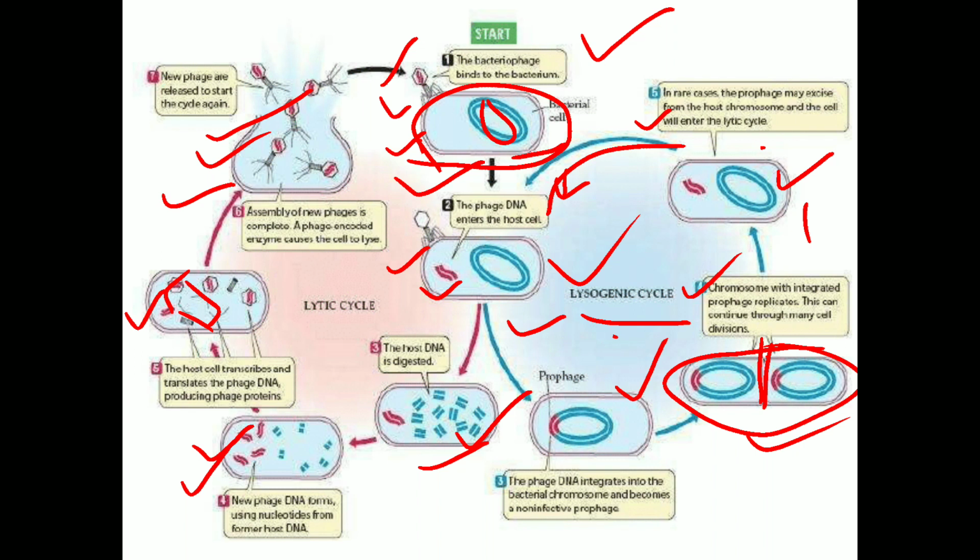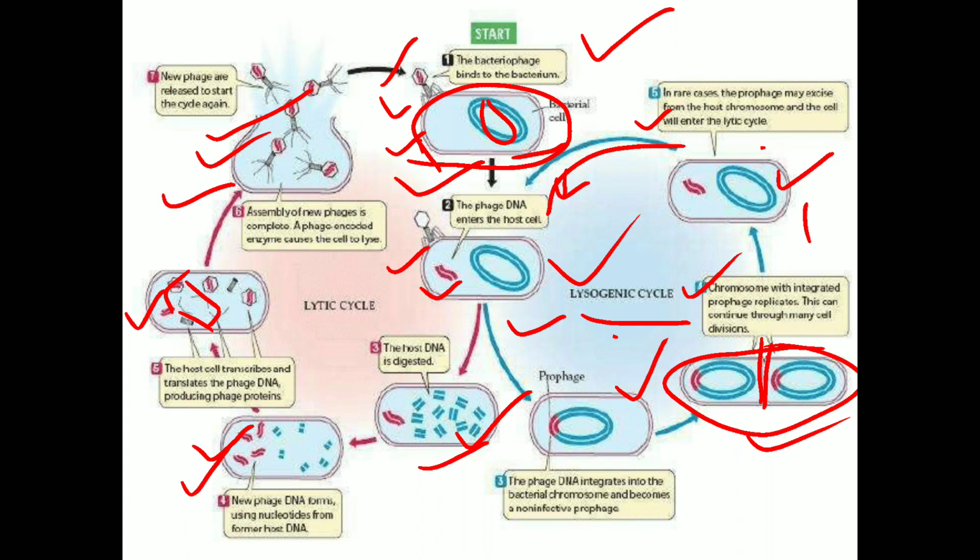After some time, the prophage in these two cells gets excised or separated from the host chromosome, and the cell will enter into the lytic cycle again. So the lytic cycle and lysogenic cycle take place continuously. Lytic means the virus enters inside the cell wall of the bacteria, and breaking of the bacterial cell takes place.